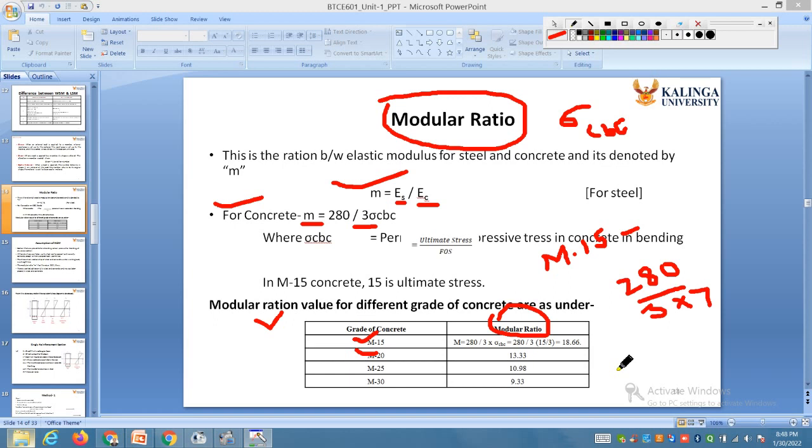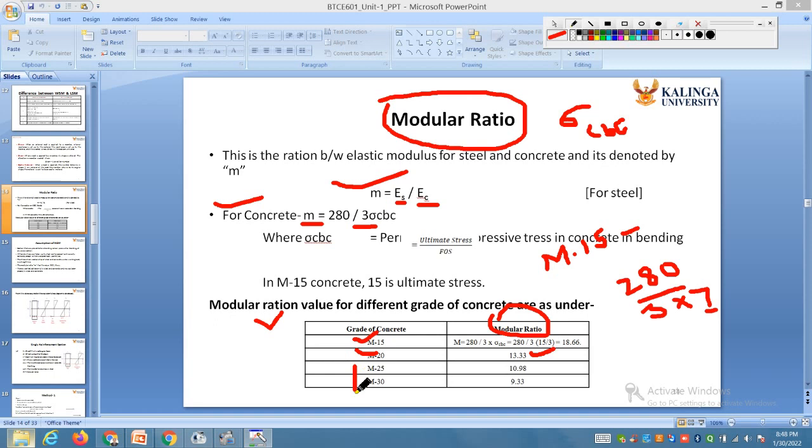So 280 upon 3 sigma CBC. Sigma CBC value is already given in IS code. So 280 upon 21, you will get 13.33. Same for M25, homework for you.